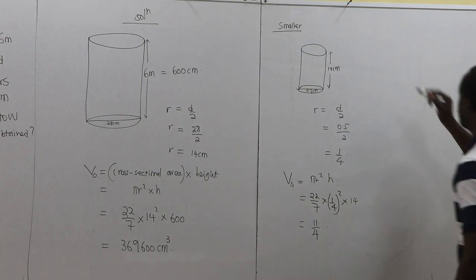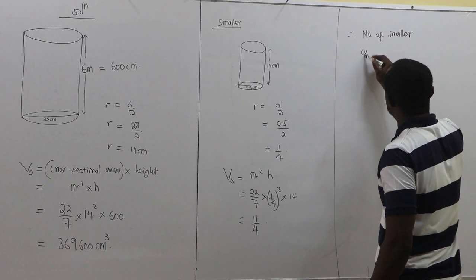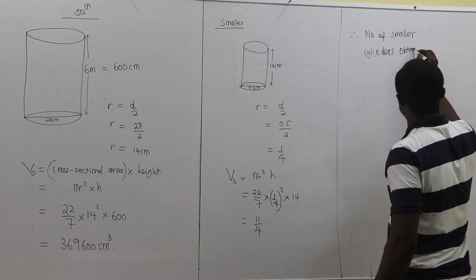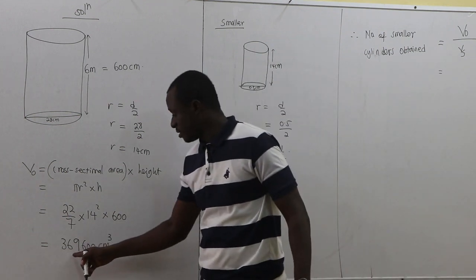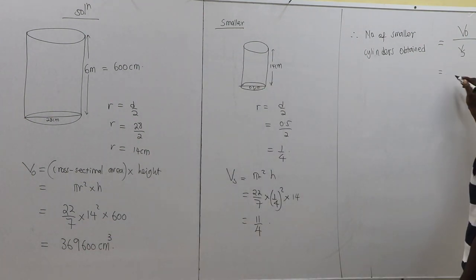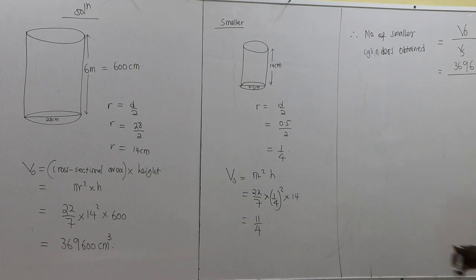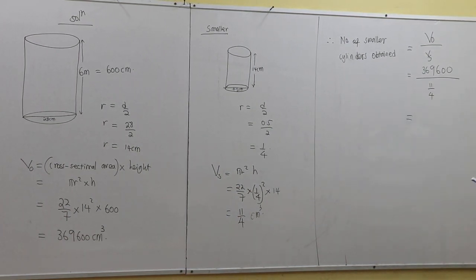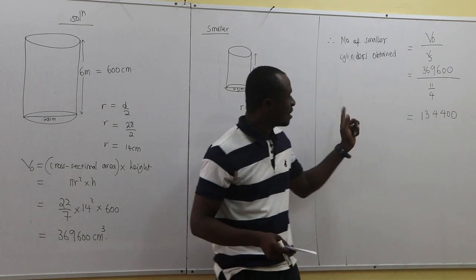When we work this out on a calculator, we are going to get 11/4. Now, the question is to find the number of smaller cylinders obtained. The number of smaller cylinders obtained is going to be the volume of the original one over the volume of the smaller one. What is the volume of the original one? That is 369,600, centimeter cube, divided by 11/4. When we work this out, this is 134,400. So this is the number of smaller cylinders obtained.